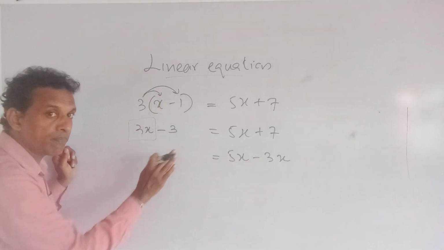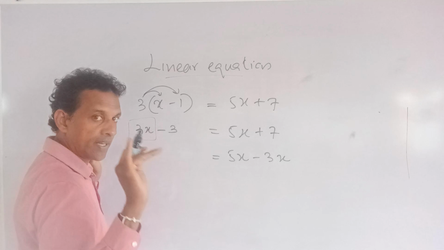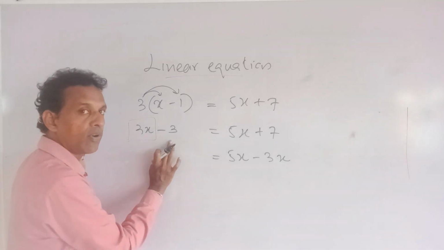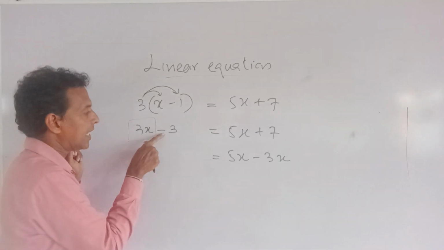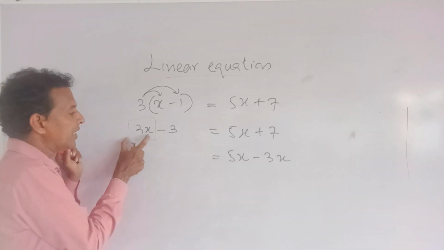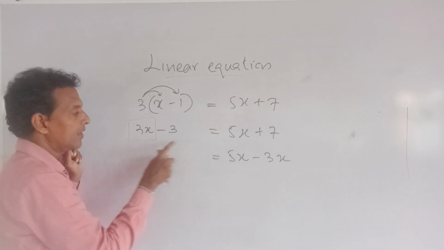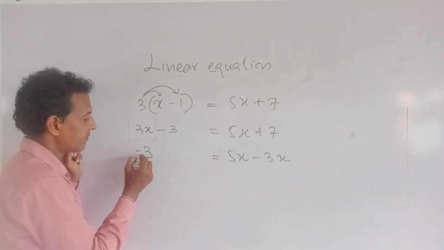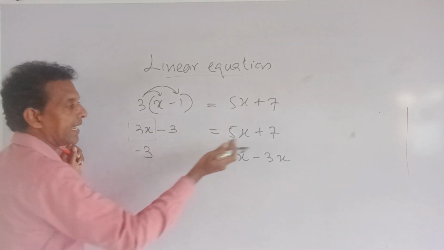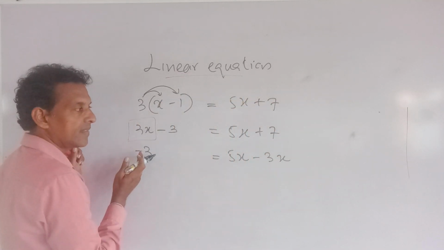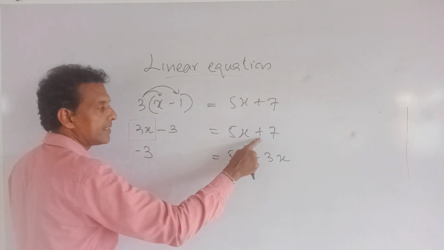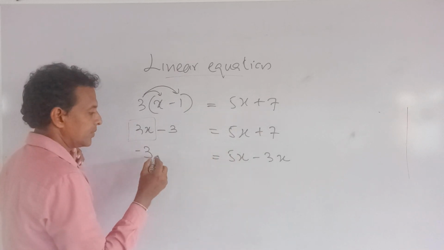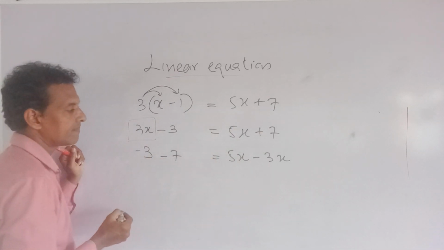Now at the same time, remember, we have to concentrate very carefully. Don't ignore signs. Here on the left hand side, we move only 3x to that side, so minus 3 remains on this side. So write minus 3 here. Now take plus 7 to this side with the sign change. So change the sign, plus becomes minus. This side becomes minus 7.